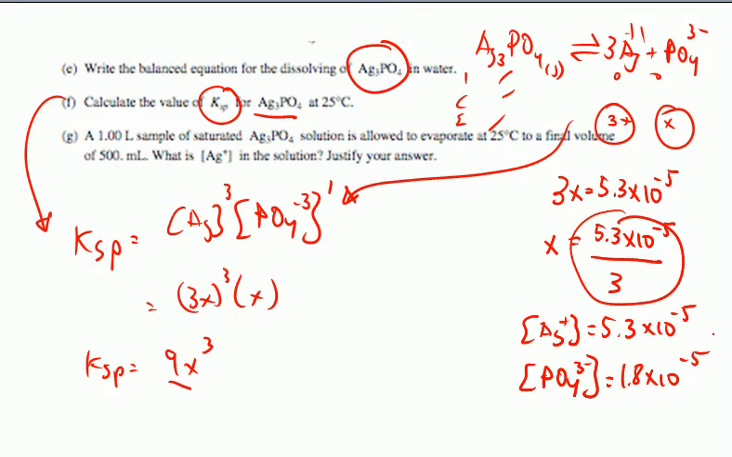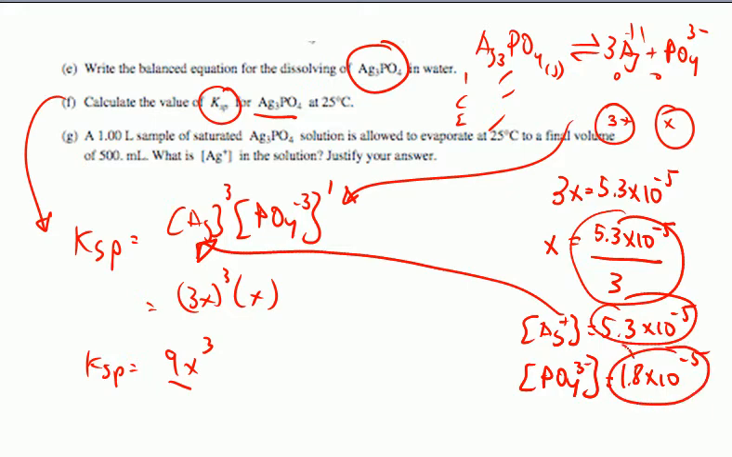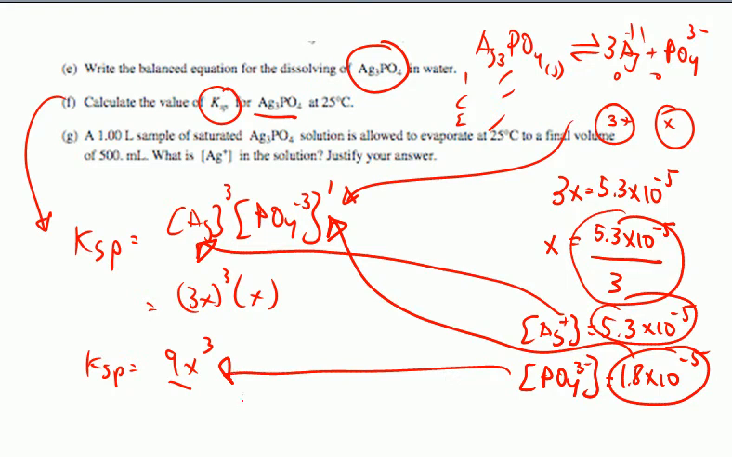And we're going to plug that into the equation, and you can do a couple things. You can plug this value directly into there, and this value directly into there, or you can plug the x directly into this equation. However you do it, you end up with the same answer. KSP is equal to 2.6 times 10 to the negative 18th. Not that soluble in this case.